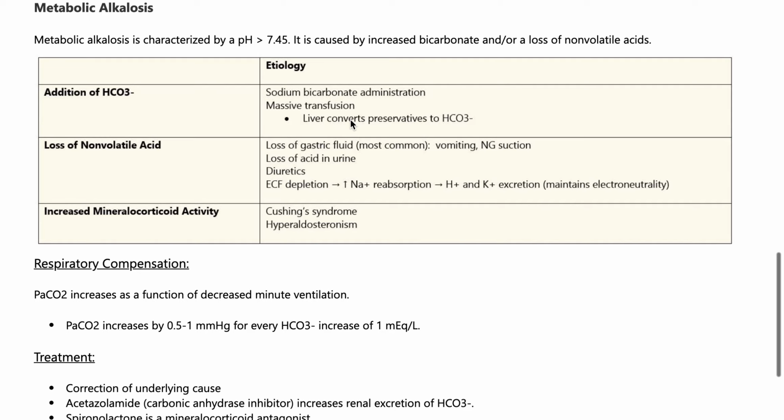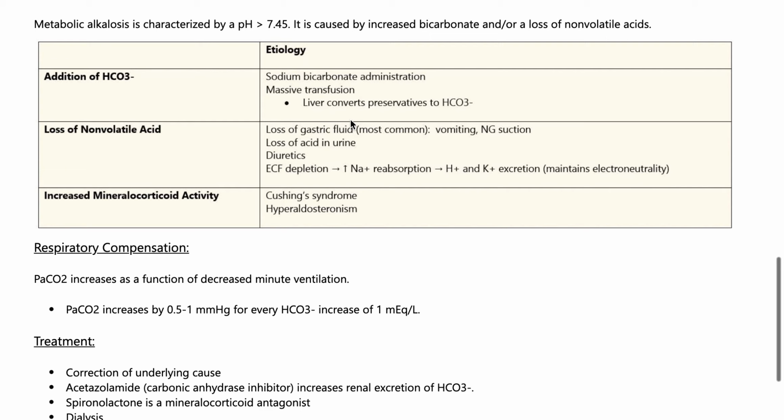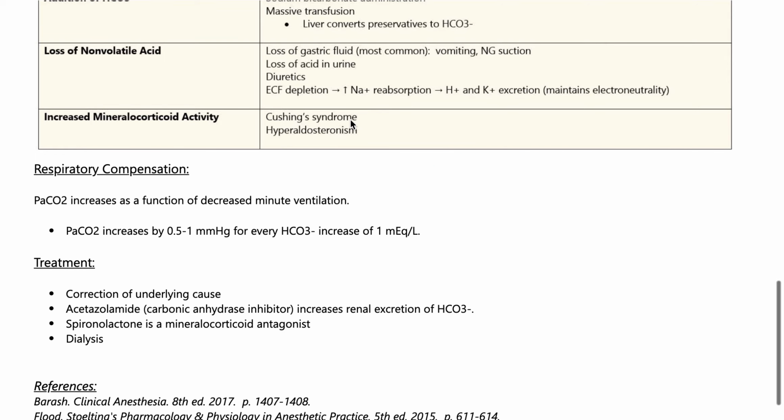You can also lose acid in the urine. Diuretics can be an etiology, and extracellular depletion results in increased sodium reabsorption, which results in proton and potassium excretion in order to maintain electroneutrality. And then the etiology of increased mineralocorticoid activity, examples of this are Cushing syndrome and hyperaldosteronism. All of these can cause metabolic alkalosis.